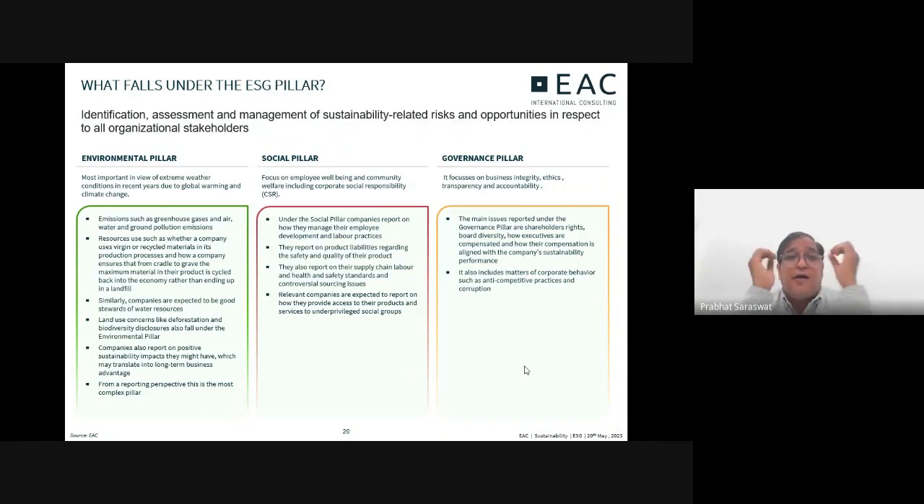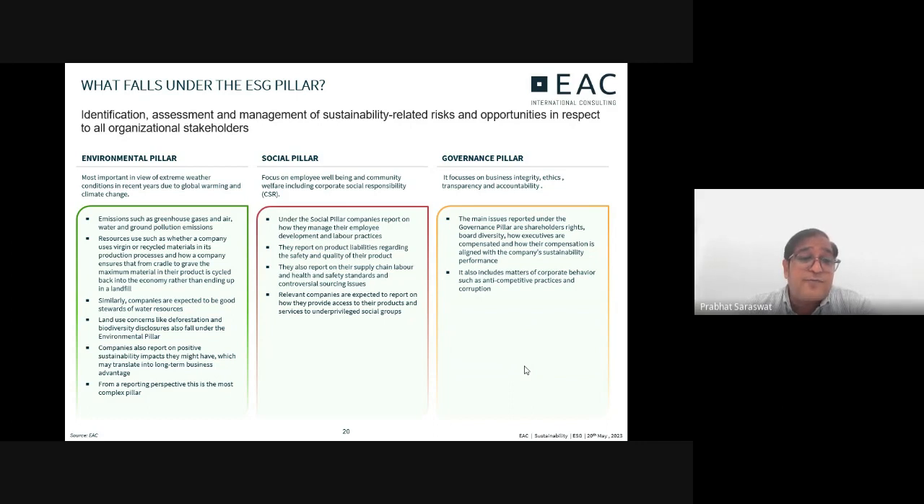So basically, what comes under each pillar? As I already said, the environmental pillar is very important in view of extreme weather conditions. We know about global warming and climate change related to GHG emissions. So this pillar is very, very important to focus on, in recent years, due to global warming and climate change. Emissions such as greenhouse gases and air, water, and ground pollution emissions are covered by the environmental pillar. Resources such as recycled materials: in production, how much we are recycling the materials and how much is going to landfill.